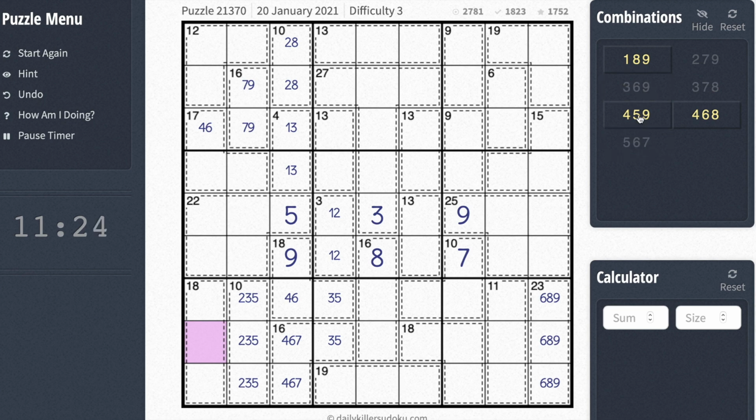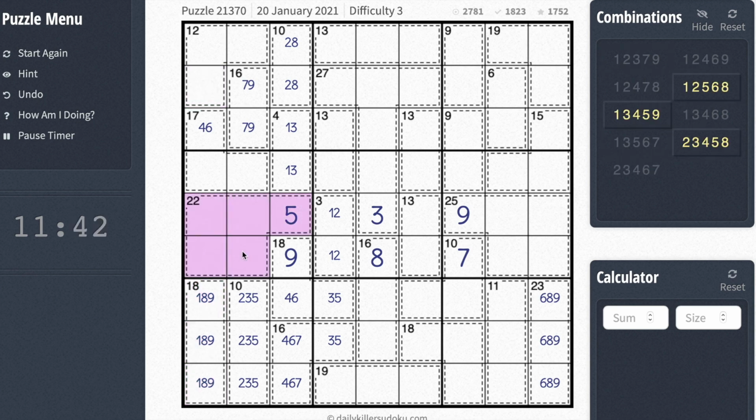2s, 3s, 5s, 4s and 6s, making this a 189. What are we looking at with that one? Okay, so we can take out 269 because there's a 9 in that square now. So we're looking at 38 or 47 in there.